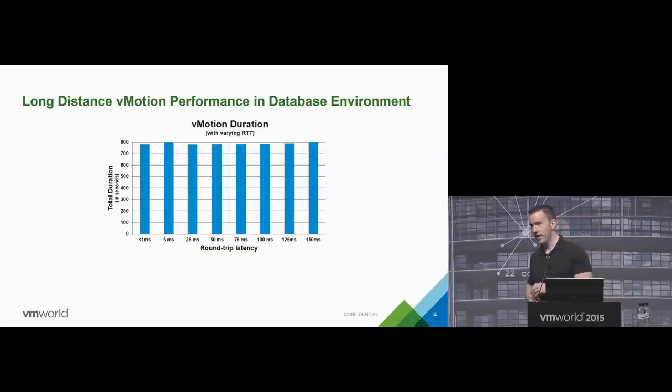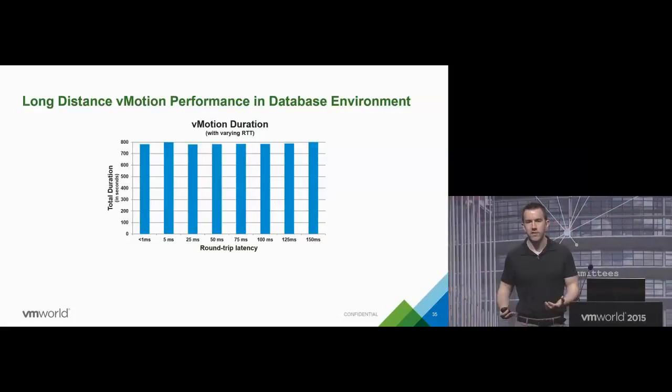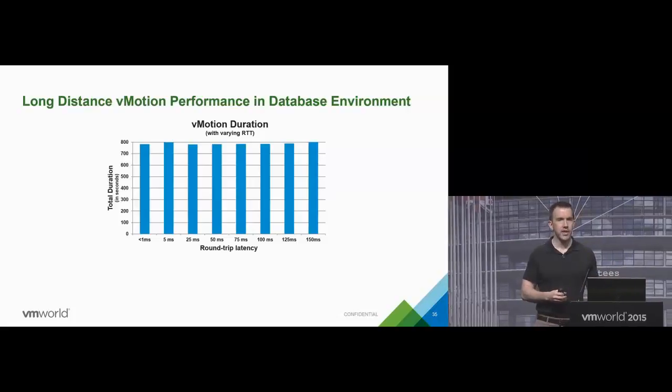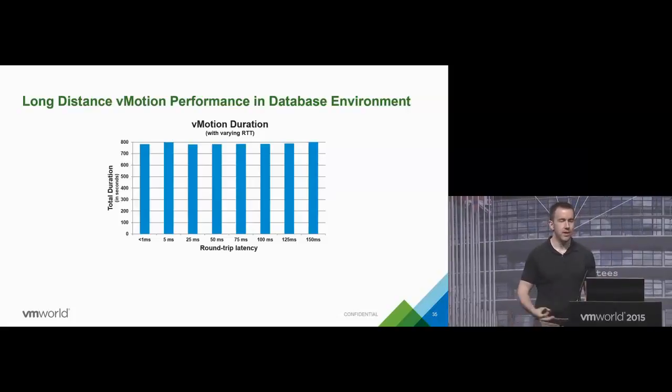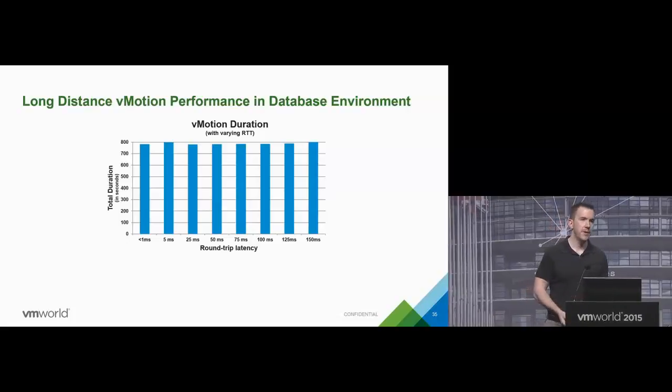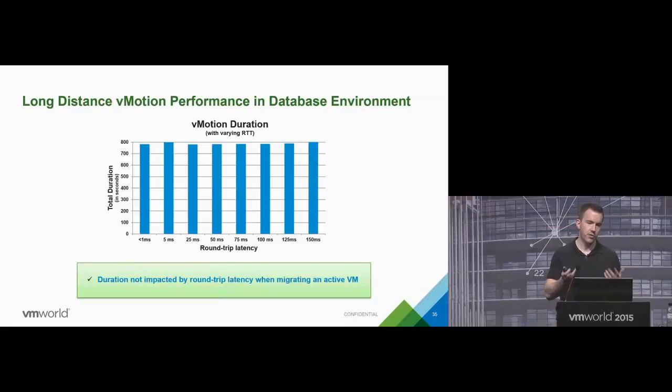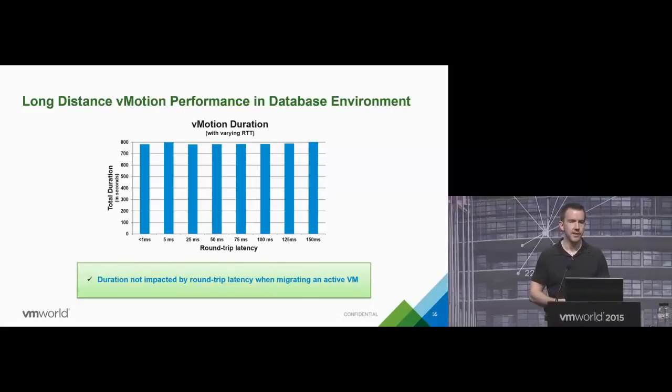And fortunately, and interestingly, this graph is really boring. It just shows that as latency increases, vMotion performance stays the same. Whether you're doing a vMotion at 1 millisecond latency or 150 millisecond latency, migration time is constant. And that's what we've been trying to accomplish this whole time. As latency increases, it should not affect vMotion performance. So we're very pleased with this slide, actually. It means we've accomplished what we set out to do. Duration and switchover time are not impacted by latency.